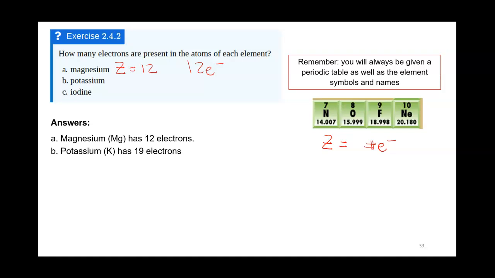Potassium has atomic number 19, therefore it has 19 electrons, and iodine has atomic number 53 according to the periodic table, therefore it has 53 electrons. And just remember, when you look in a periodic table, the whole number that's normally written above the element symbol gives you the atomic number.